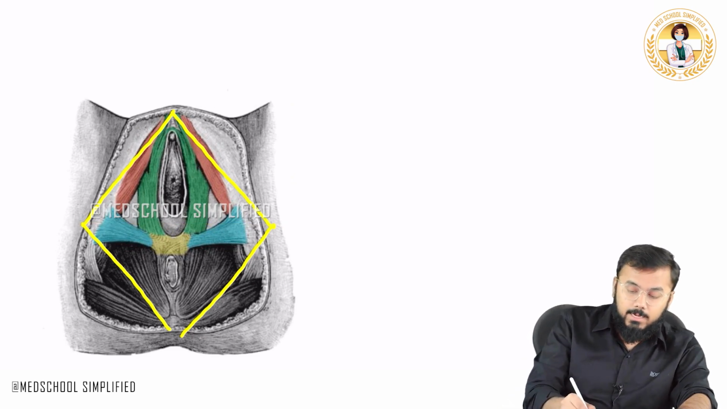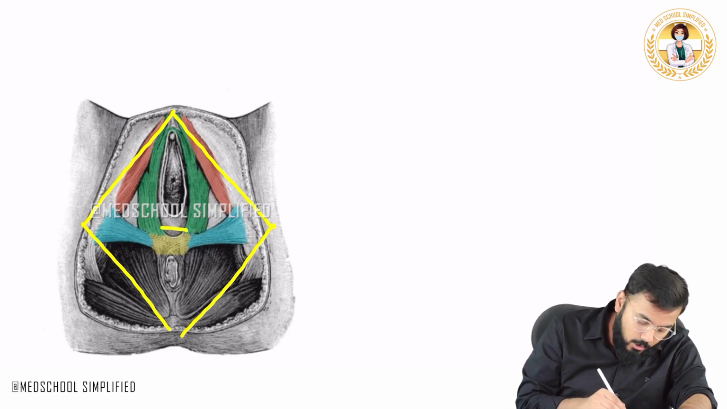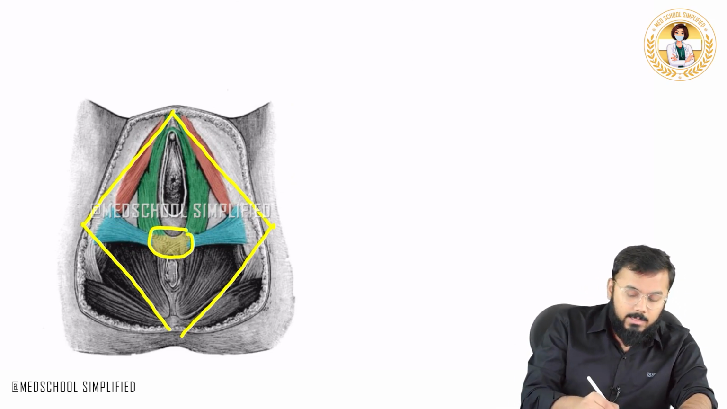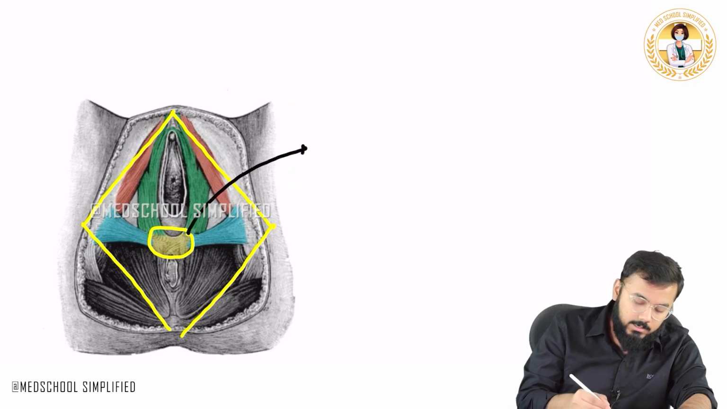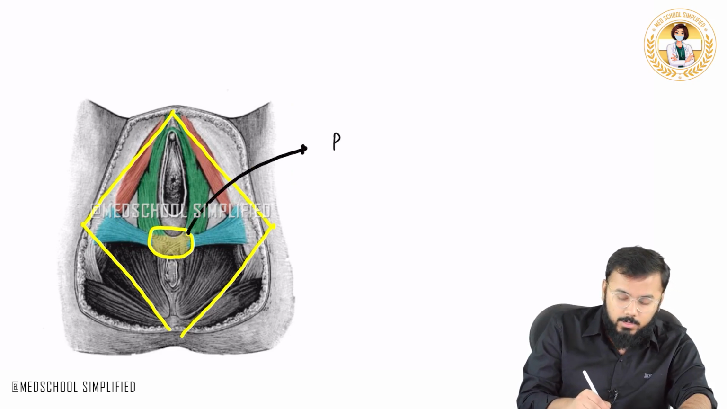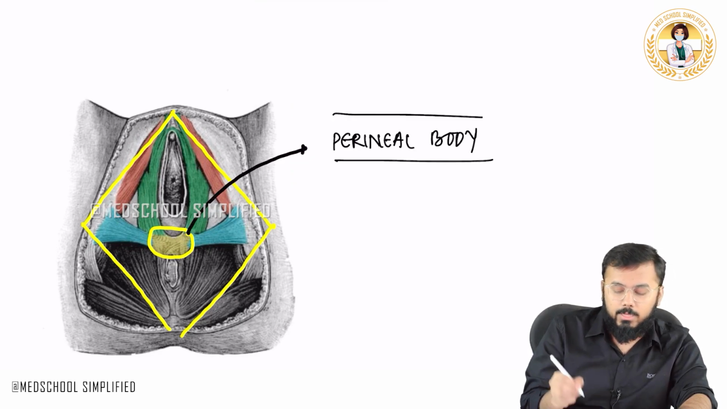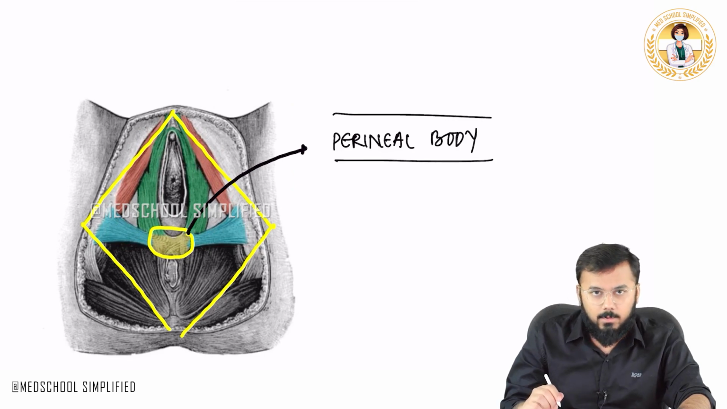Now where is the perineal body over here? It is this yellow part which you can see in the center, right? So this yellow part in the center, whatever you can see, is called your perineal body. Okay, so this is your perineal body.